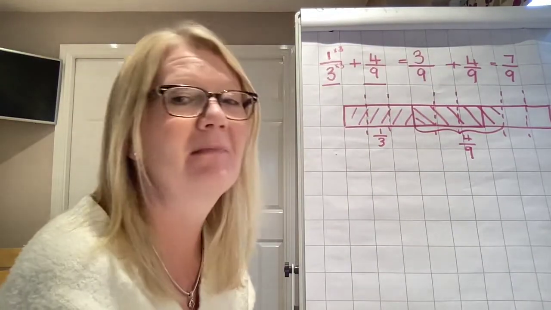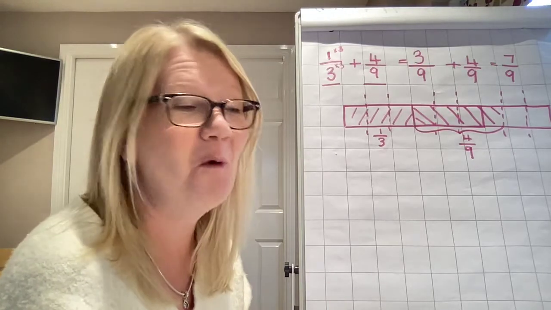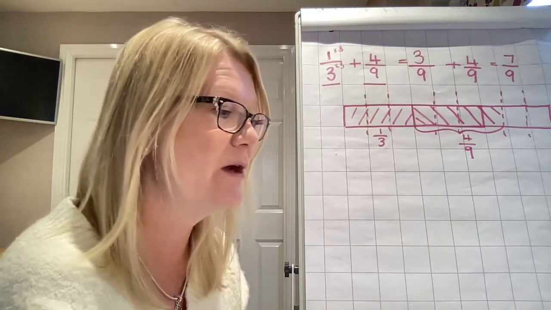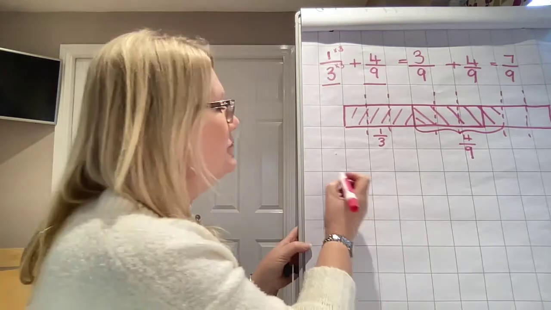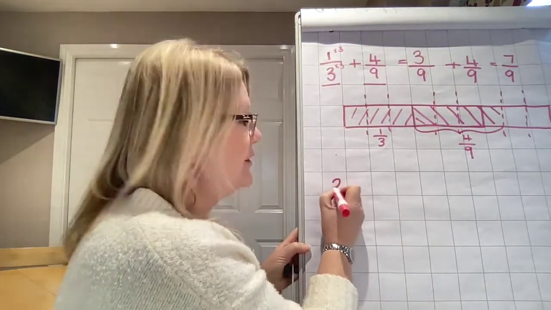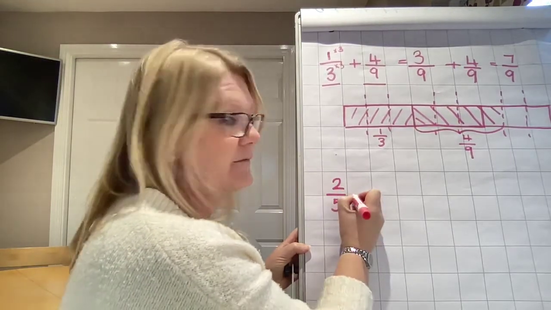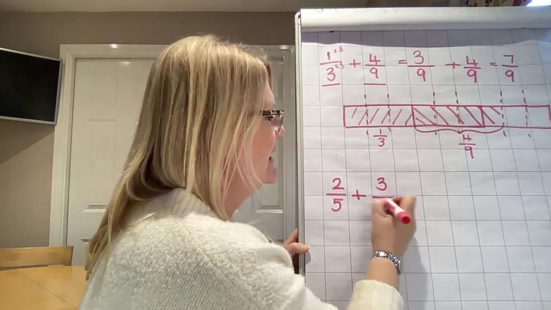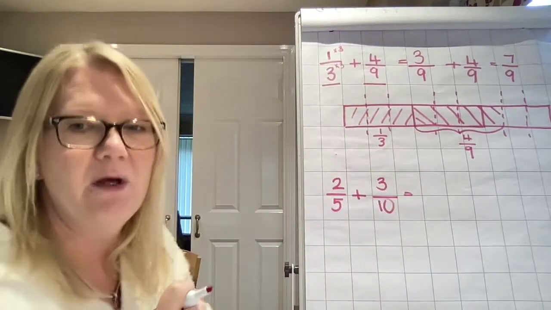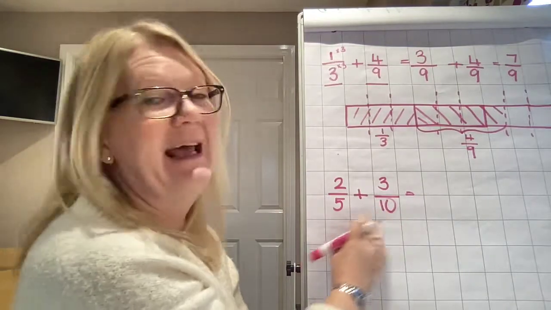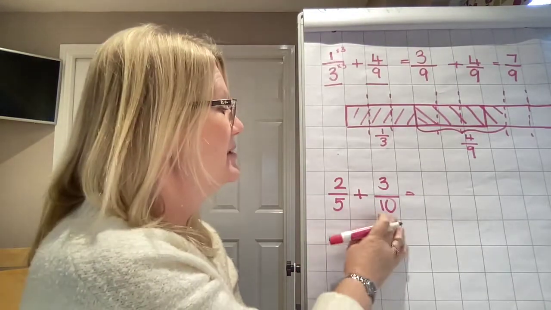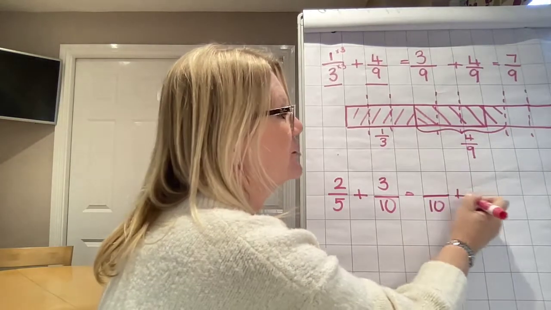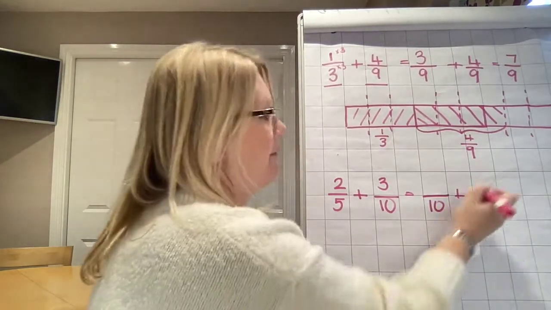Okay? I think you've got it, but I'm going to do one more just in case you want another example to follow through when you're doing your homework. So this time I'm going to go for 2/5 plus 3/10. Okay, so I noticed that 5 and 10 are both factors of 10. 10 is a multiple of 5. So I know I'm going to convert my fractions so they're both in tenths.